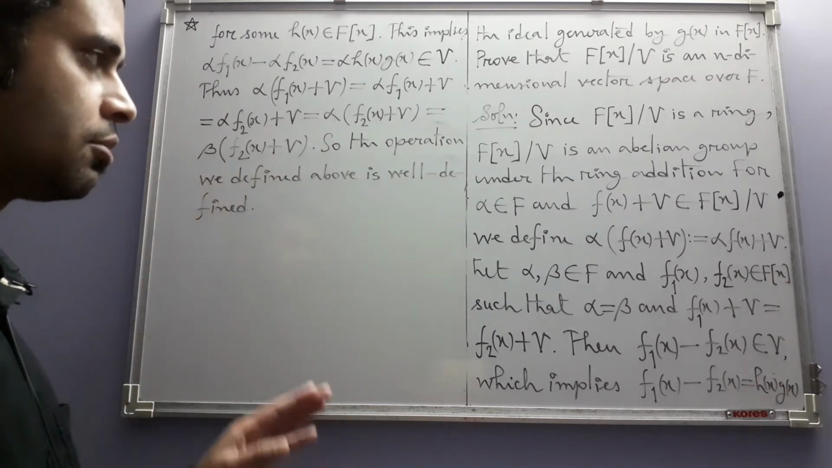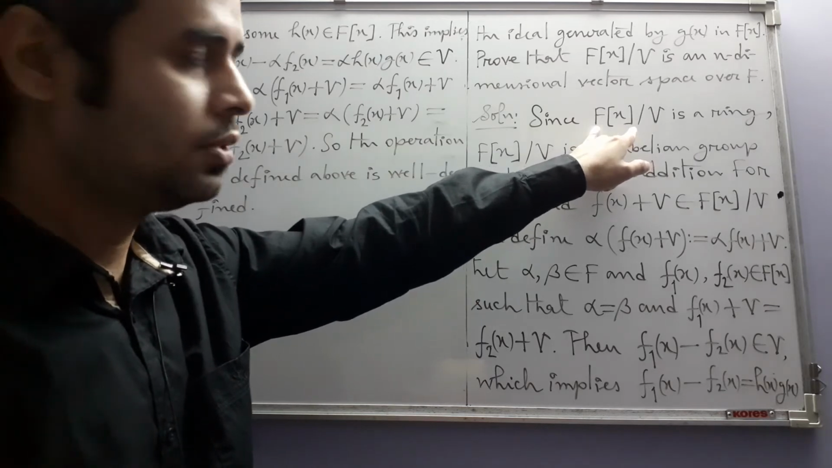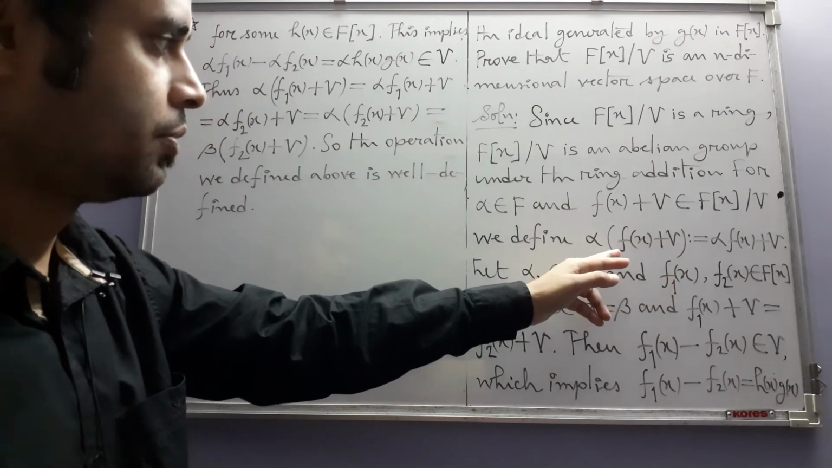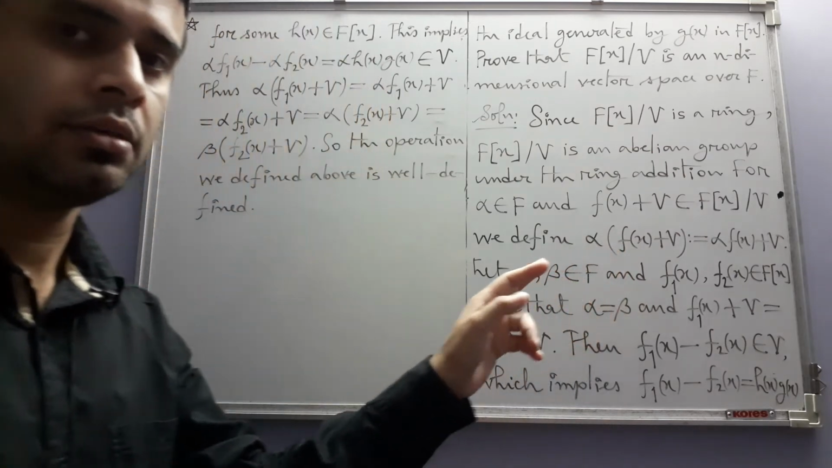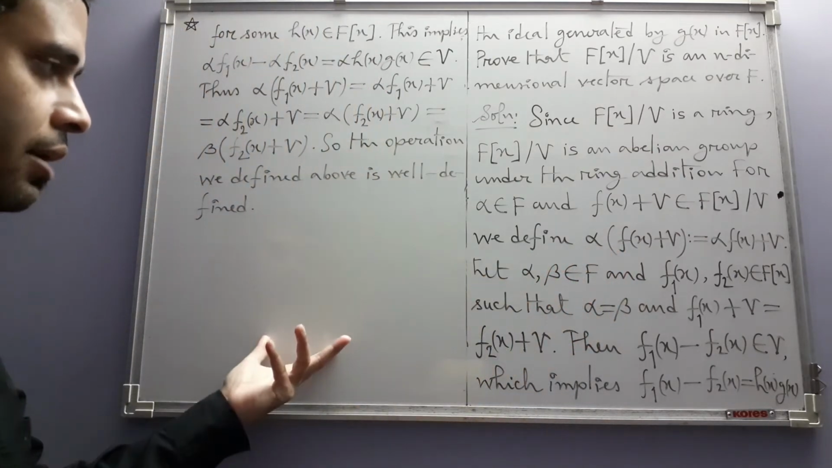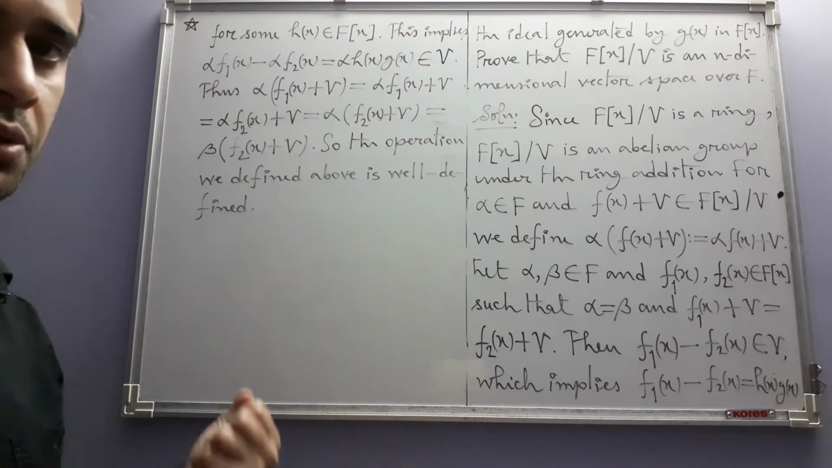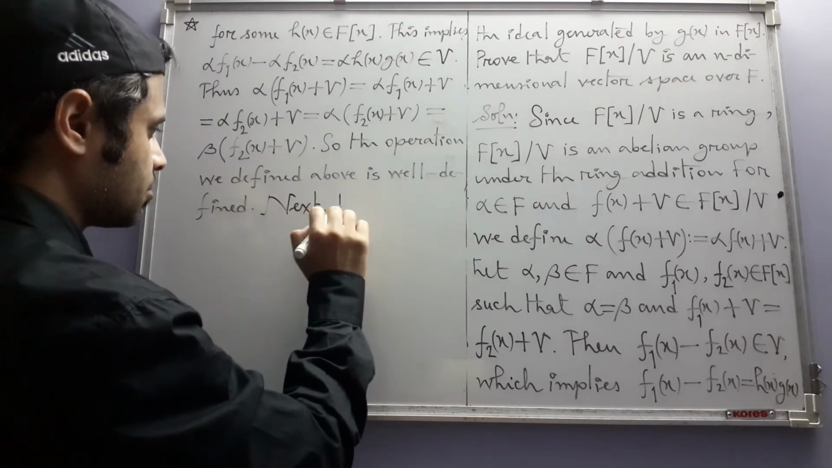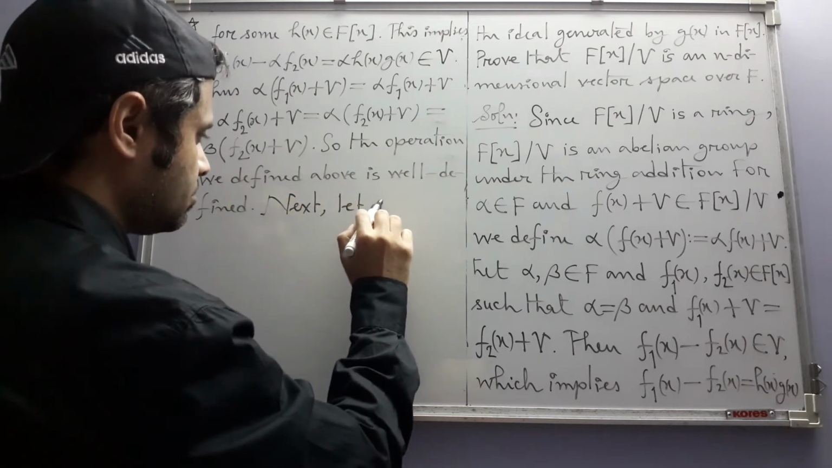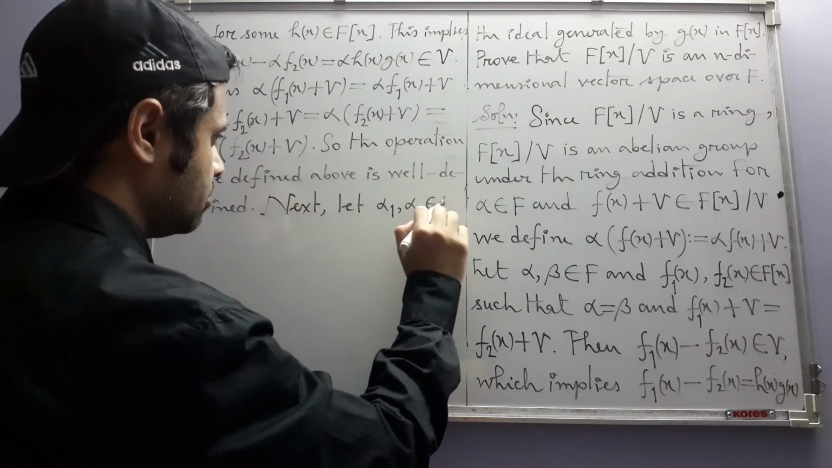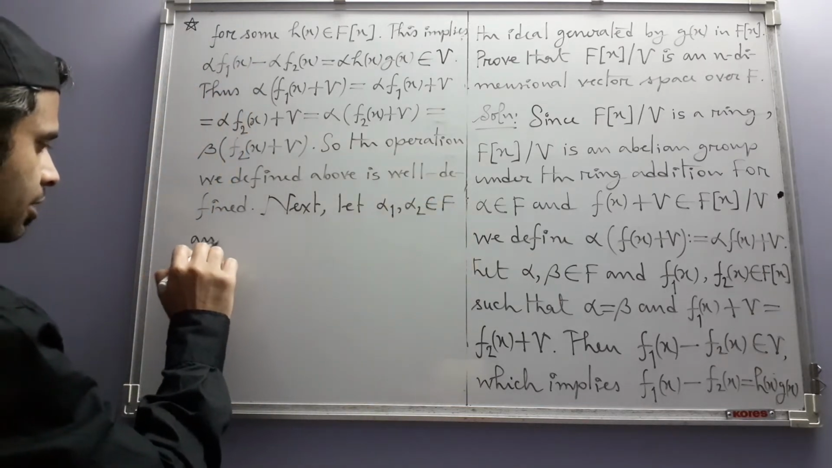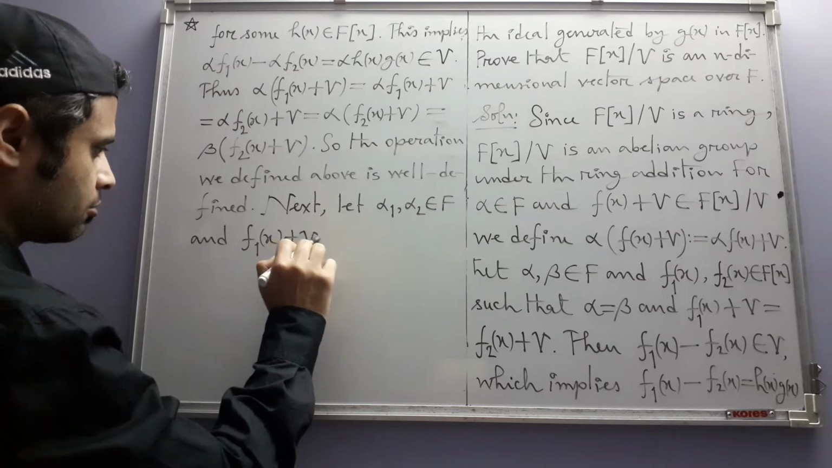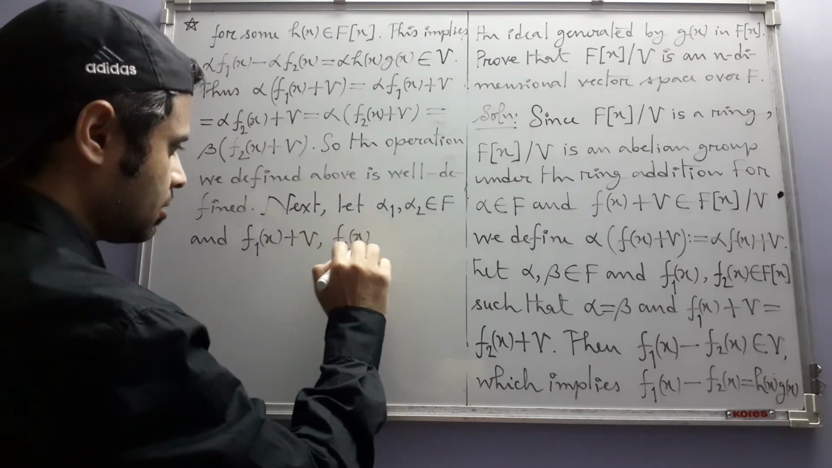Okay. So we now have an abelian group structure on this set, and we have an external operation, where one element from this set is being multiplied by a field element. So we are only required to show that the other 4 axioms are now true. So next, let alpha 1 and alpha 2 be 2 field elements, and let this be 2 elements from the abelian group.